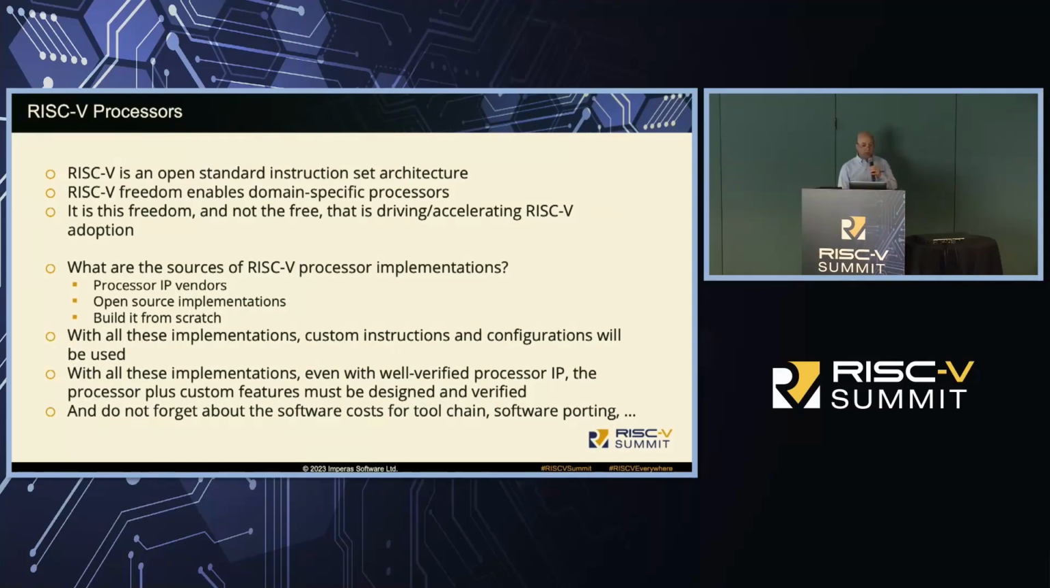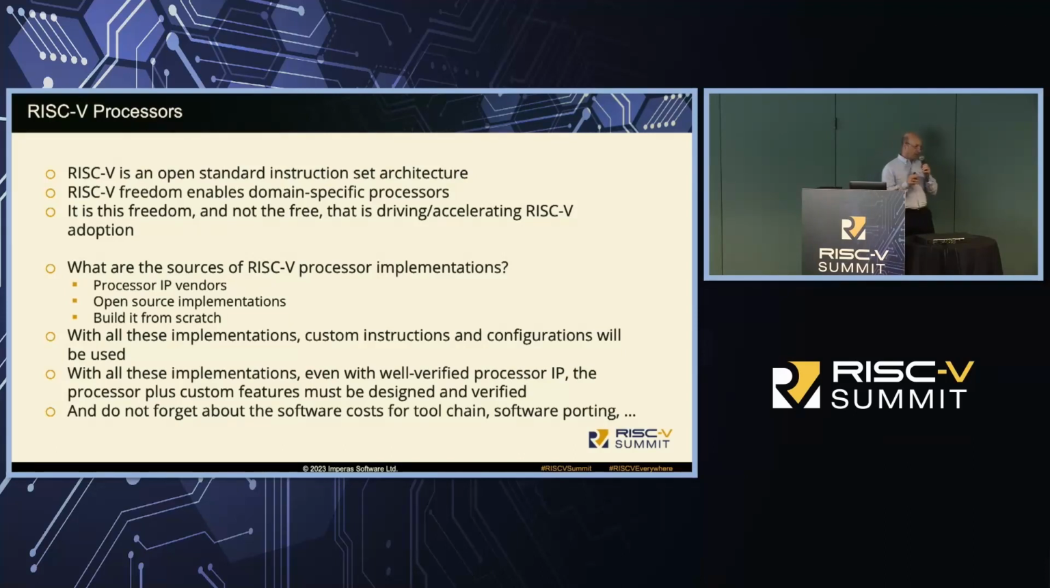So what are the sources of RISC-V processor implementations? Well, we've talked about processor IP vendors, SiFive, Andes, Codasip, and down the list there. There are also open source implementations. Ted mentioned a few of those, like lowRISC and the OpenHW Group. And then you can build it from scratch. And there are organizations that are absolutely doing that.